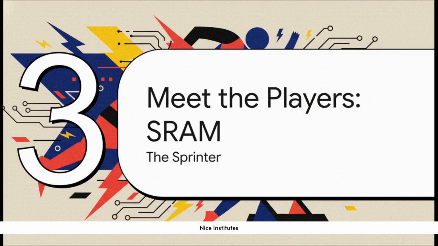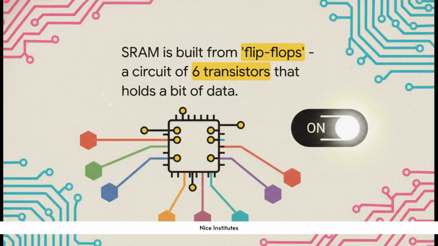All right, now that we've got the basics down, let's meet our first key player. This is SRAM, or static RAM. And for our little story here, just think of SRAM as the elite, lightning-fast sprinter of the memory world. The secret to SRAM's incredible speed is all in how it's built. It stores every single bit of data using a circuit made of 6 transistors called a flip-flop. The easiest way to picture this is like a physical light switch. Once you flip it to on, it stays on. You don't have to do anything else. That's why they call it static.